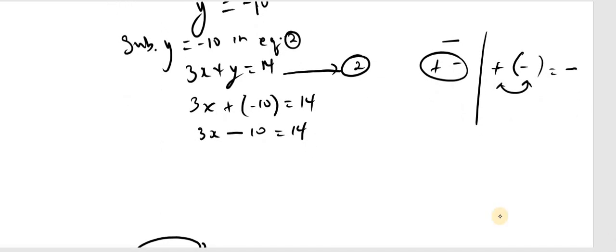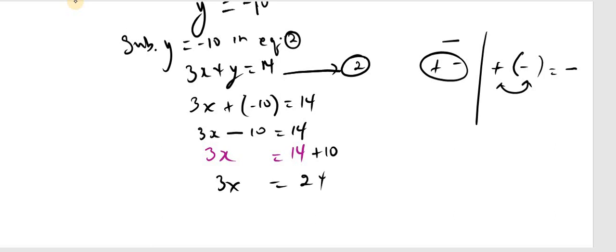Next. Let's simplify this further. How do we get rid of the 10? The subtraction of 10, how do we get rid of it? Transpose. So 3x equals 14. When you transpose it, what does it become? Plus 10. So 3x equals 24.